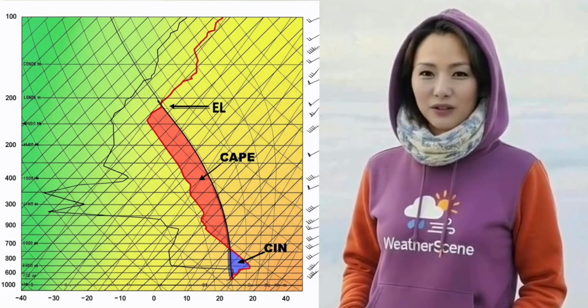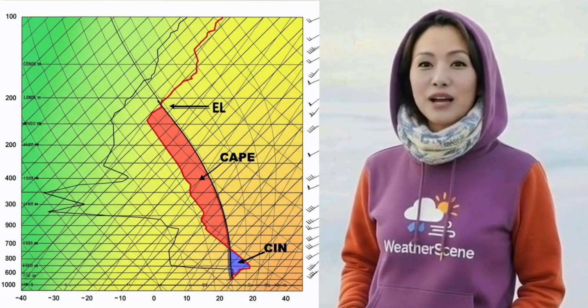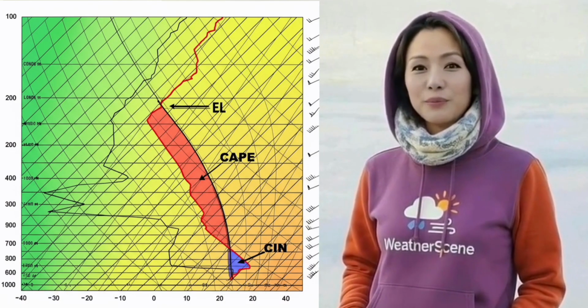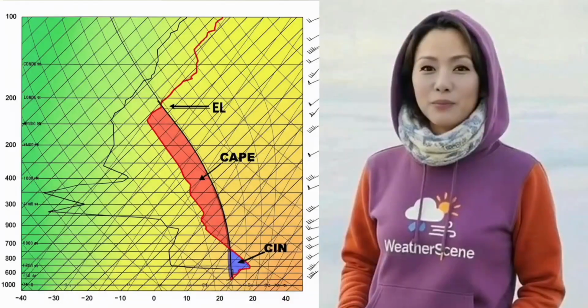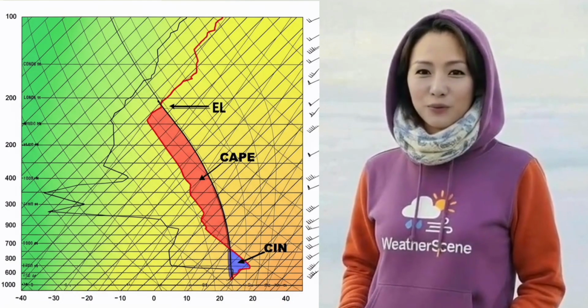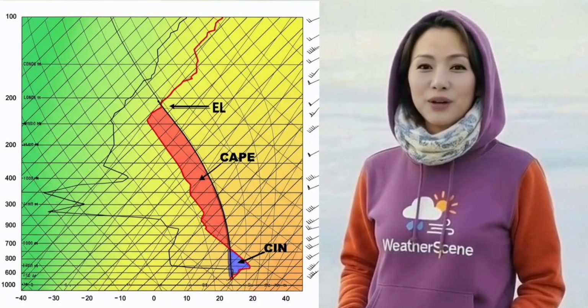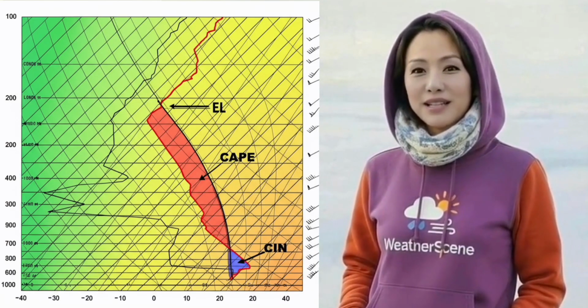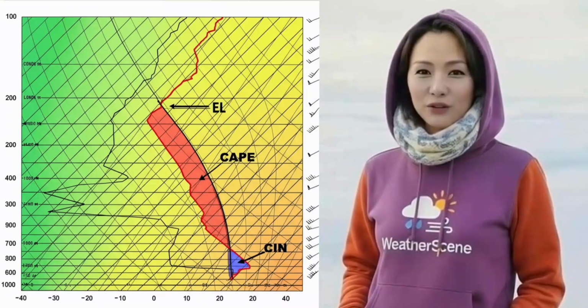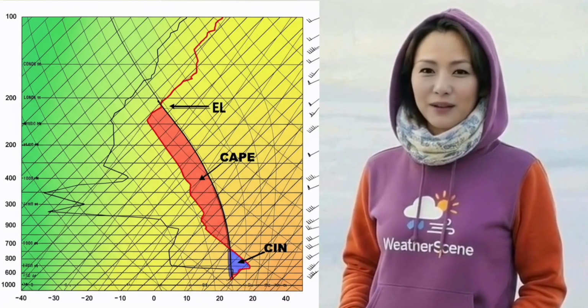Now, let's focus on the colored areas. The red shaded region is called CAPE, which stands for Convective Available Potential Energy. CAPE represents the amount of energy available for rising air to form a thunderstorm. The greater the CAPE value, the stronger the potential updrafts and storm intensity. In simple terms, more CAPE means a greater chance for powerful storms to develop.